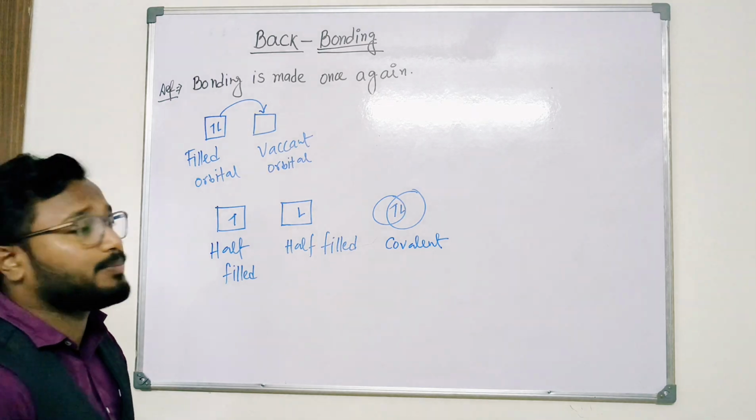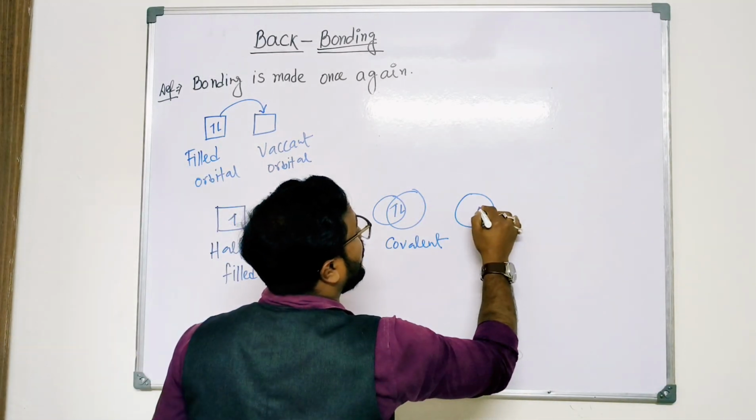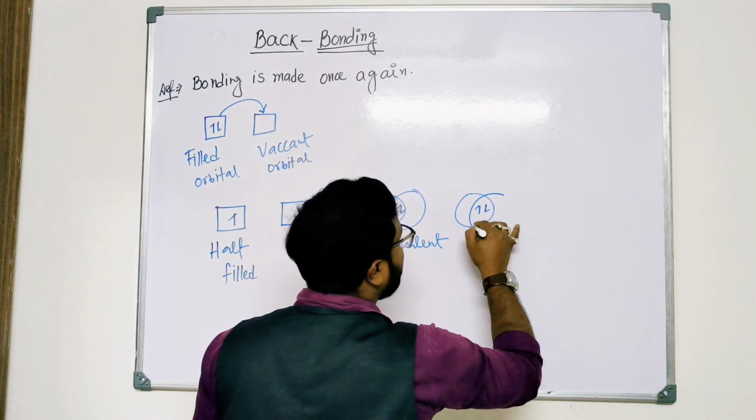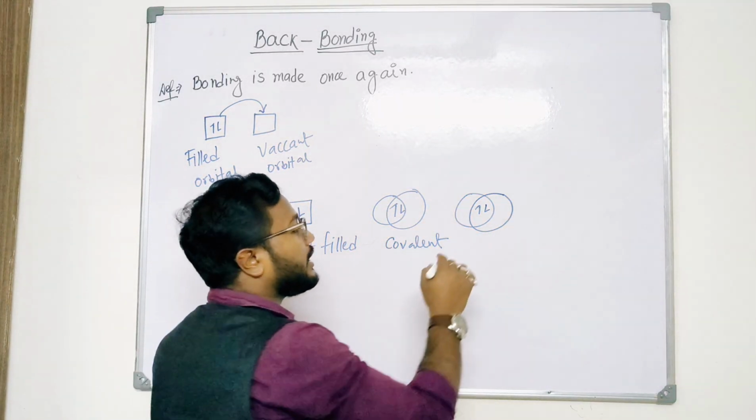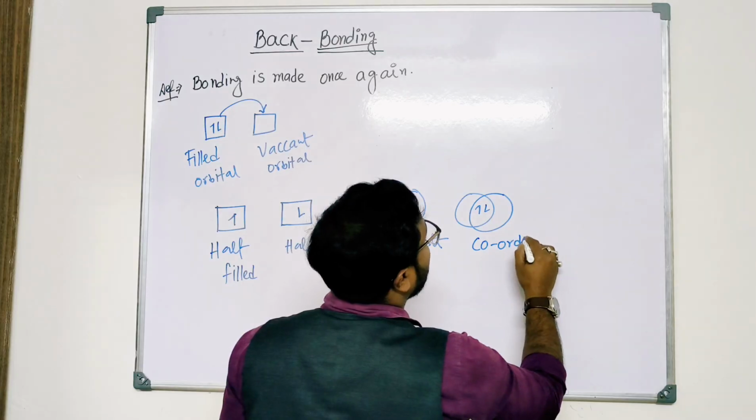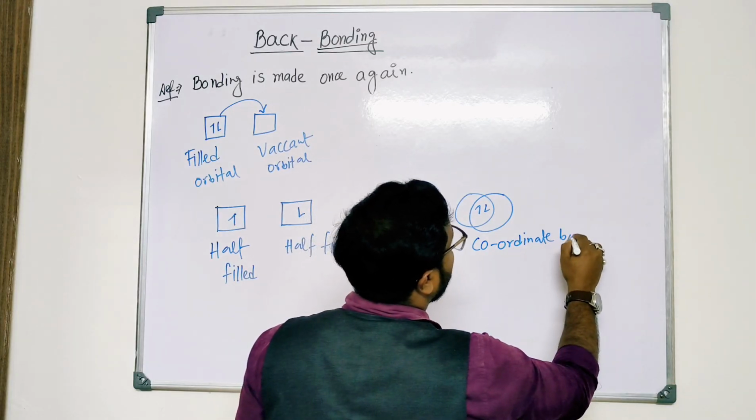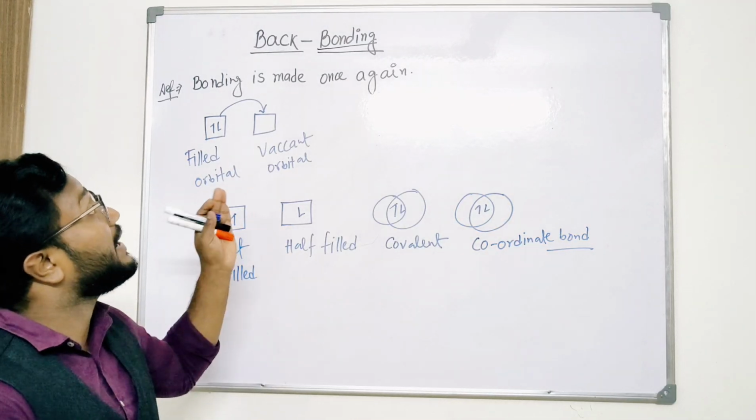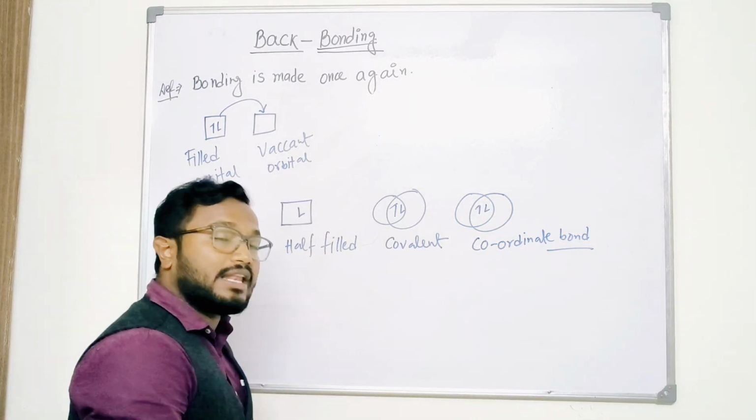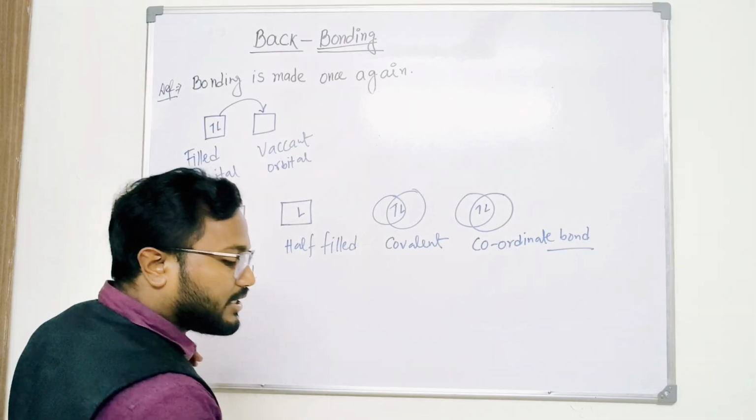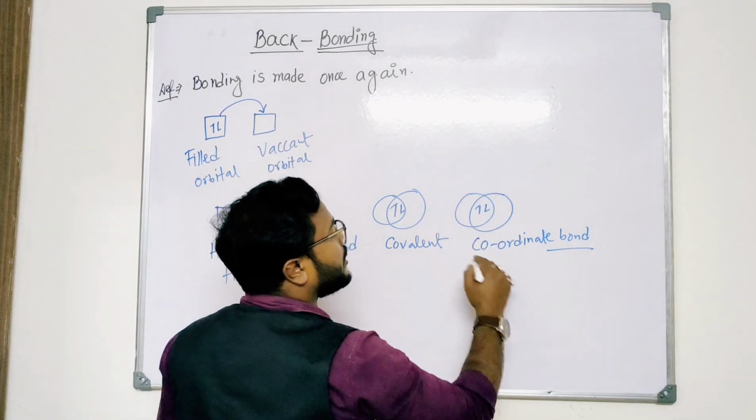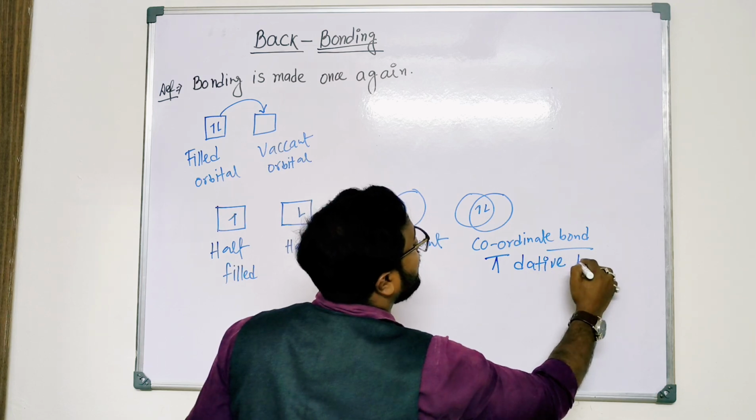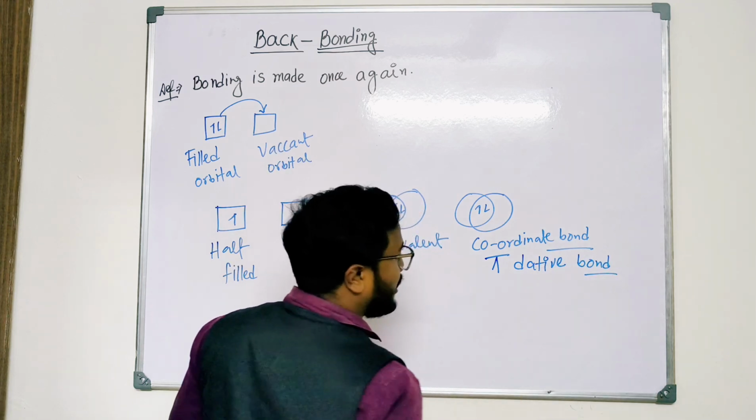In case of a coordinate bond, one orbital is completely filled and one is completely vacant. The filled orbital shares its electrons. In that case, a coordinate bond is formed. So, how can we explain back bonding then? In case of back bonding, we consider that this bond is a pi dative bond. What is a dative bond? A dative bond is nothing but a coordinate bond.